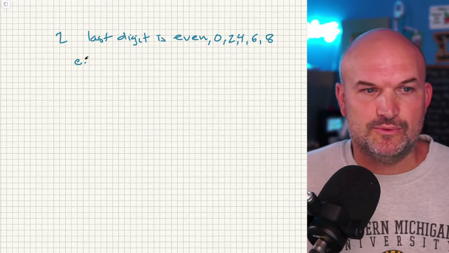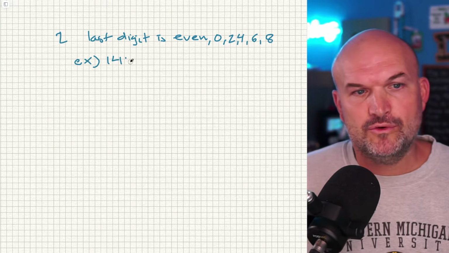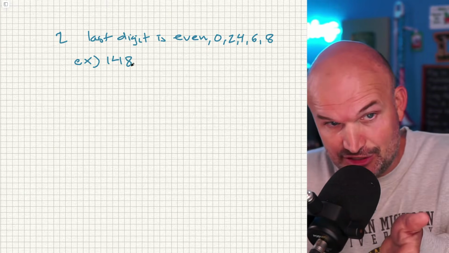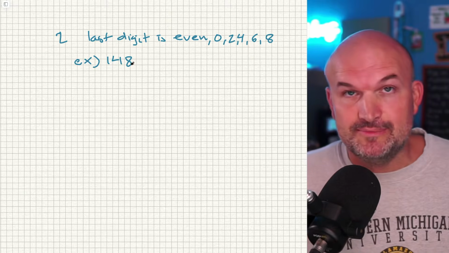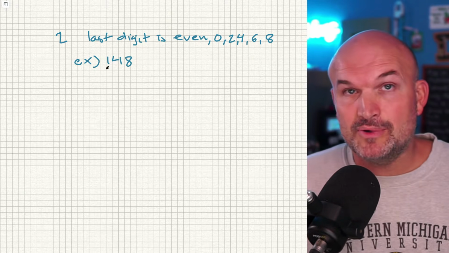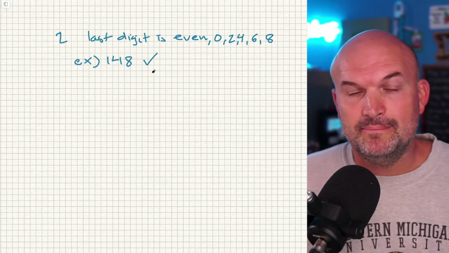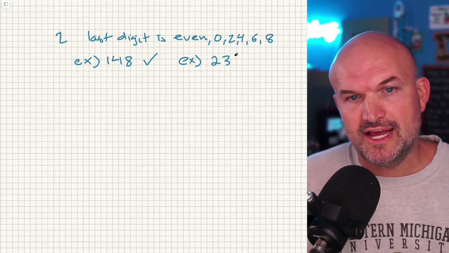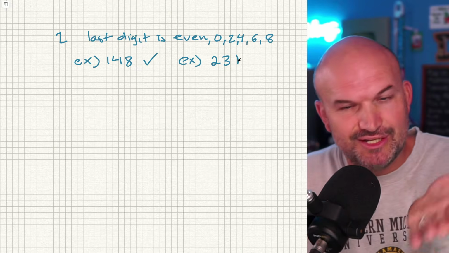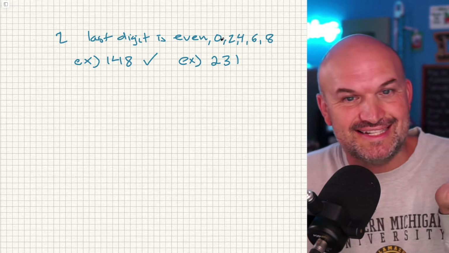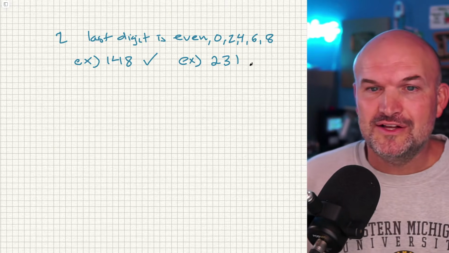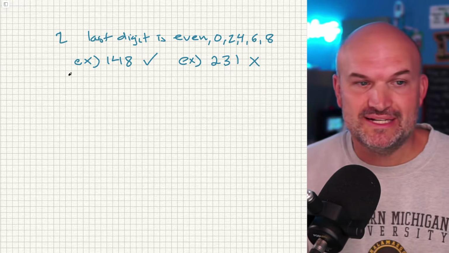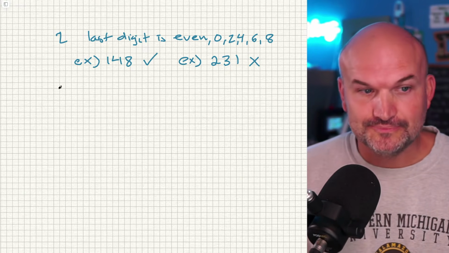Let's go through an example. What if I had 148? Again, we look at the last digit, which is 8. We know 8 is even. So this number, 148, is divisible by 2. On the contrary, if we look at a number like 231, we look at the last digit and say, hey, that last digit 1 is not an even number, that's an odd number. So this is not an example of divisible by 2.